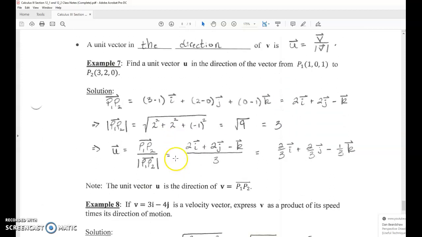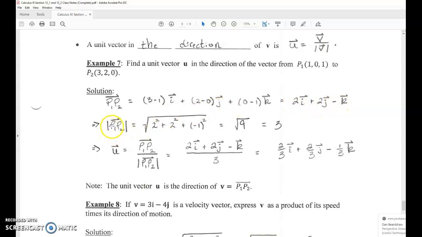So for example, let's find a unit vector u in the direction of the vector from p1 to p2. Okay, so first of all, we've got to find the vector p1 to p2. So subtract common components. 3 minus 1 is 2. 2 minus 0 is 2. And 0 minus 1 is negative 1. So that's the vector 2, 2, minus 1, or in standard form, 2i plus 2j minus k.